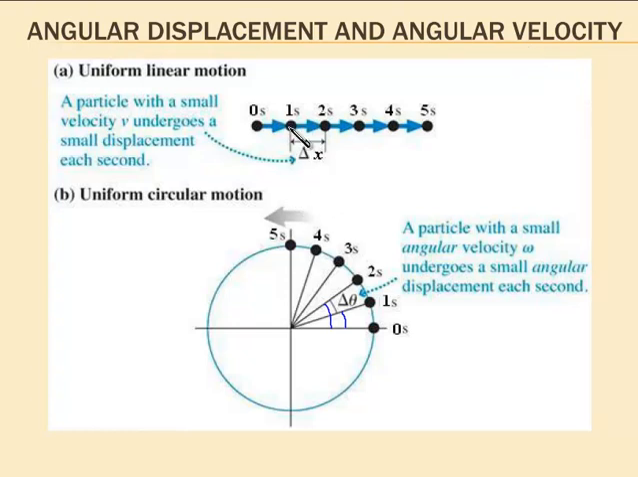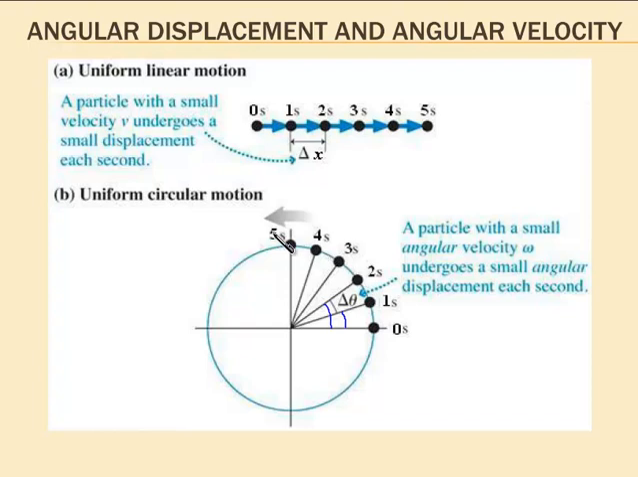If you recall, linear displacement is the change in a particle's position. So here we have a motion diagram with frames being taken at 1 second intervals, and so in a given second we see the particle moving from, say, this position to this one, and so delta x then will give you the magnitude of the displacement. In circular motion we have something similar.